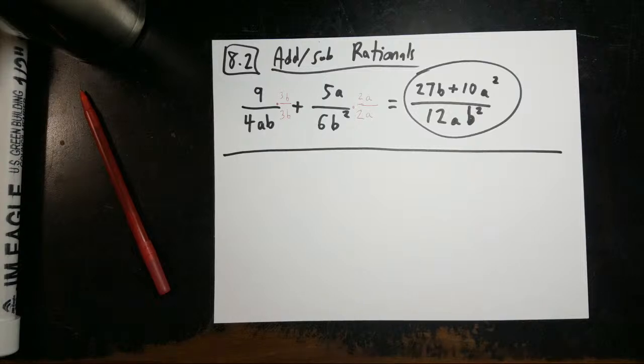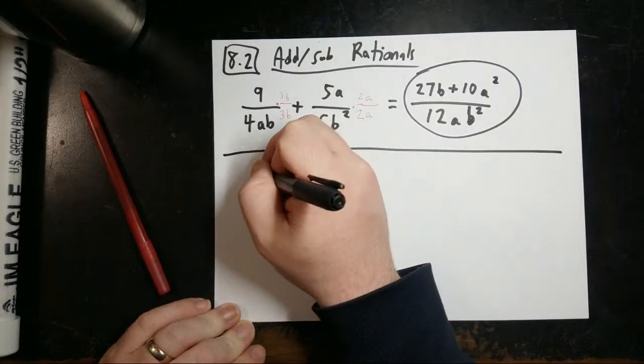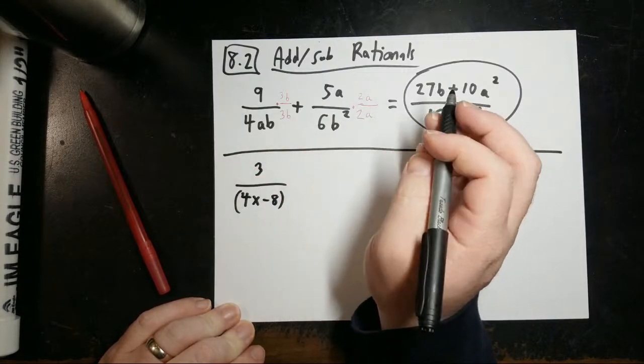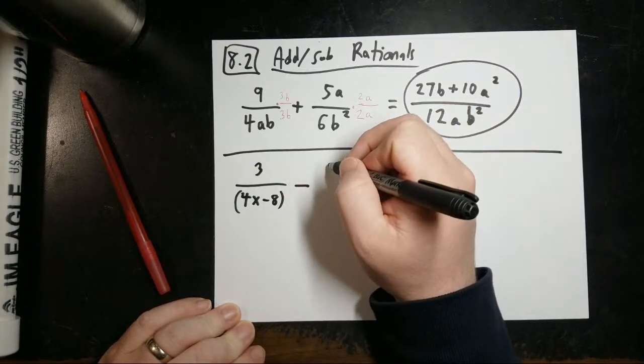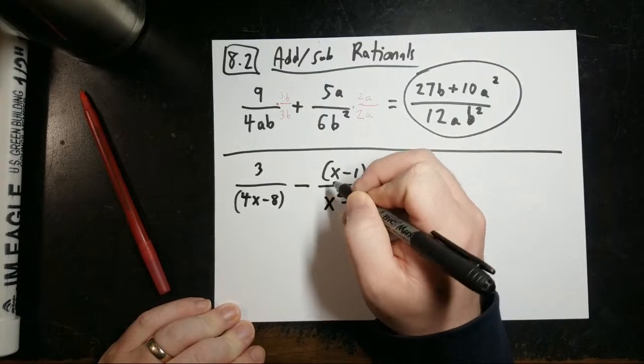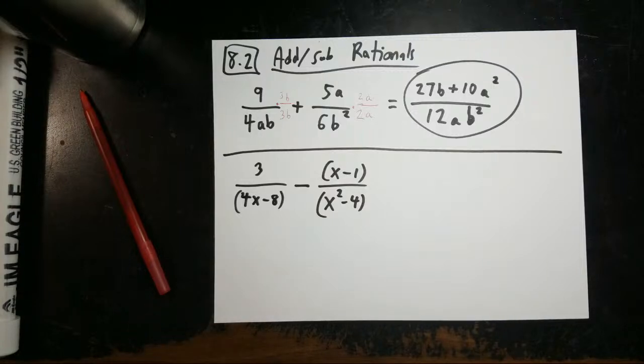Let's look at another one. That's a nice one. Yeah, let's do that one. So I'm looking at 3 over 4x minus 8, minus x minus 1 over x squared minus 4. Again, with this problem, the original did not have these parentheses. I added them in. Makes my life a lot easier to add them in.